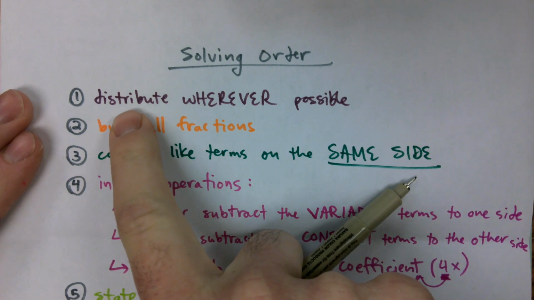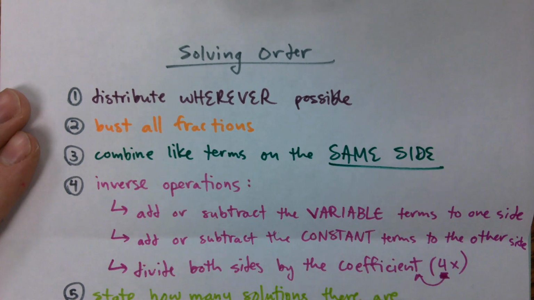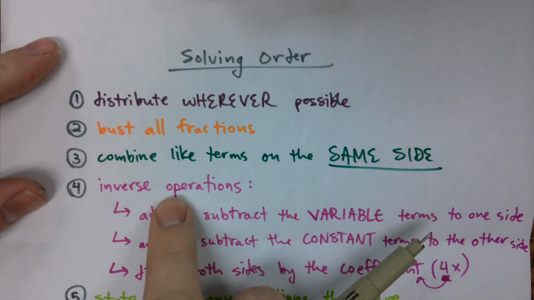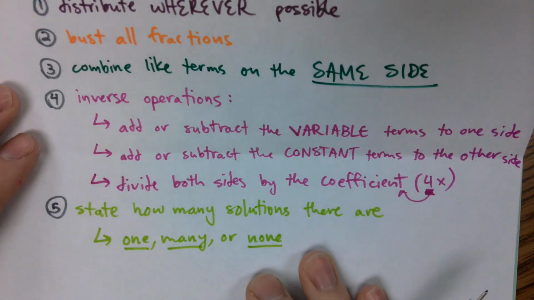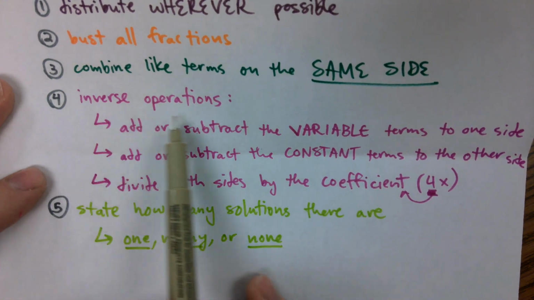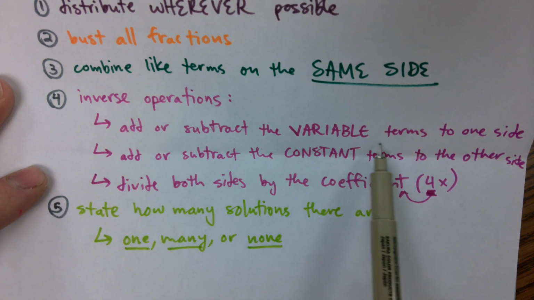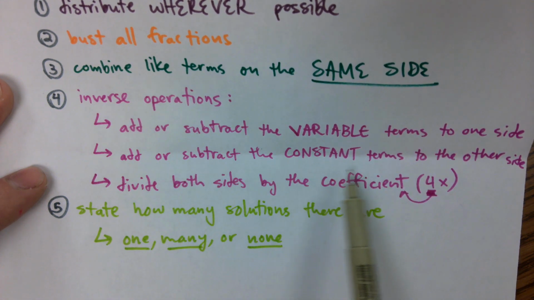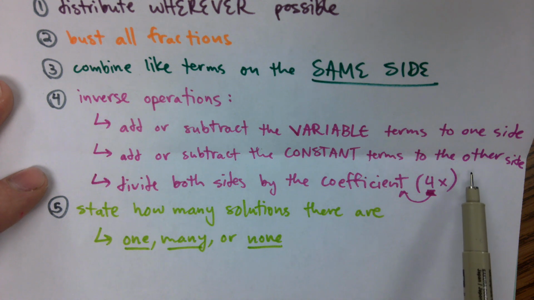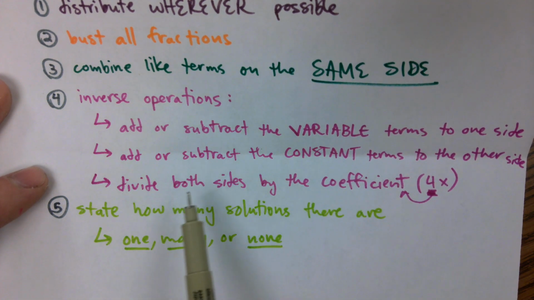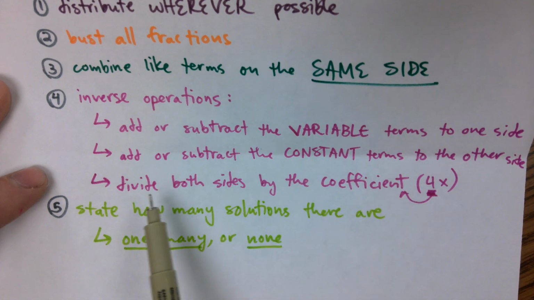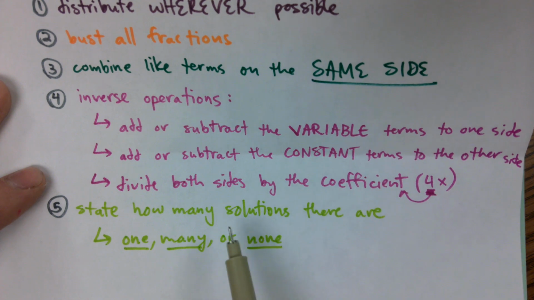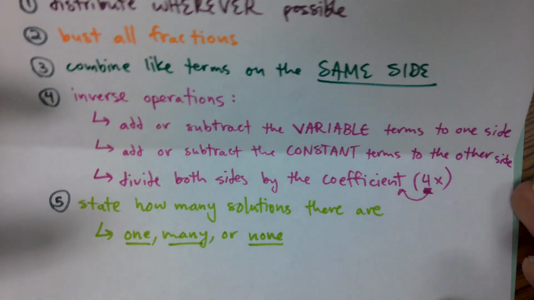first, always distribute first. Then we're going to bust any fractions if possible, combine like terms on the same side. We're doing all these things before we start doing our inverse operations. Once we start our inverse operations, we're going to focus on the variable terms first, getting those all to one side. And then we're going to get our constant terms over to the other side. All right? Then we'll have a variable term on one side, a constant term on the other side. We'll divide both sides by whatever number's in front of our variable and state how many solutions we have.